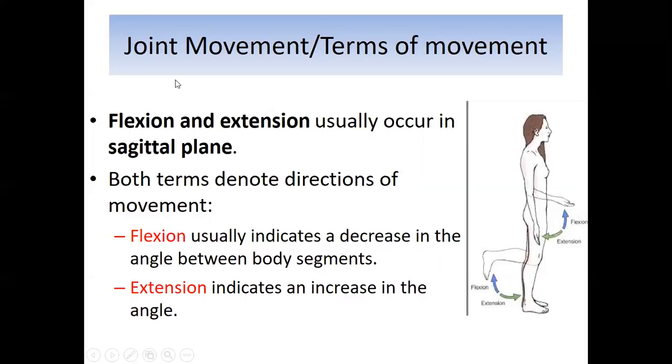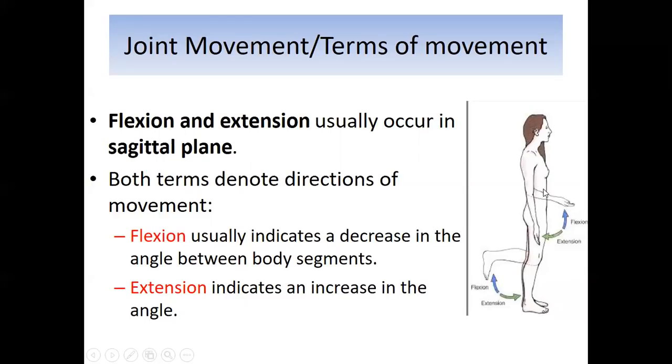Flexion and extension usually occur in the sagittal plane. So you can see here how the flexion movement happens. Flexion usually indicates a decrease in the angle, so you can see there is a decrease in the angle between the body segments. And extension indicates an increase in the angle. So you can see here this is the movement of extension. Same thing here, this is the extension, this is the flexion.